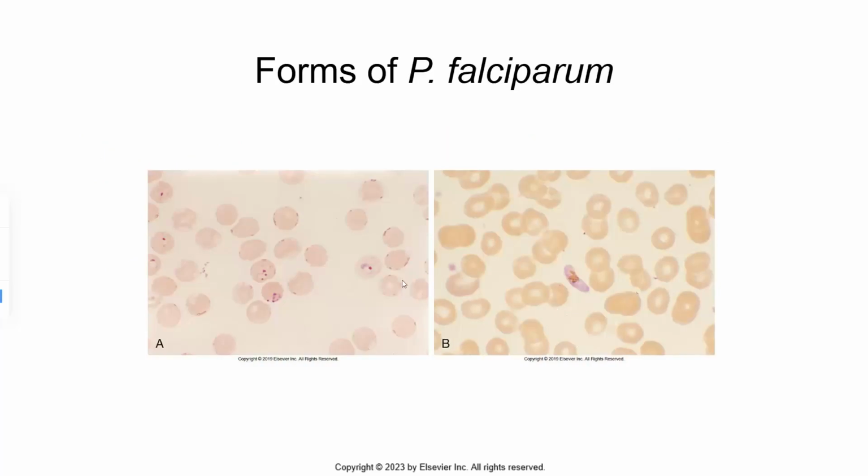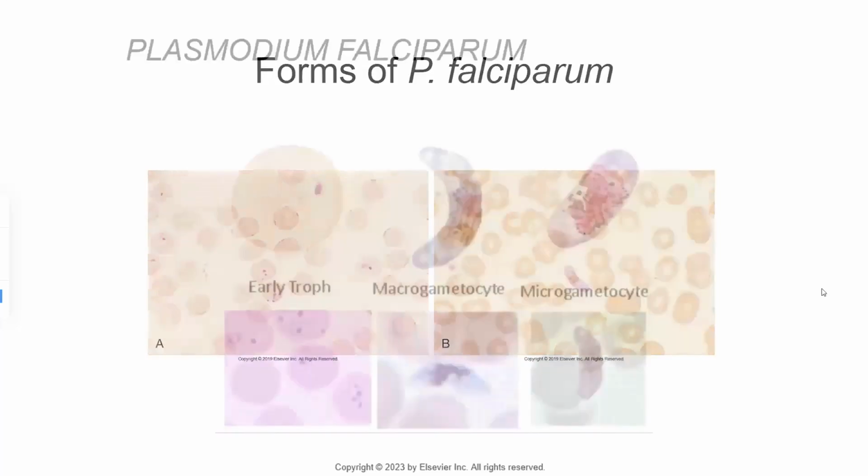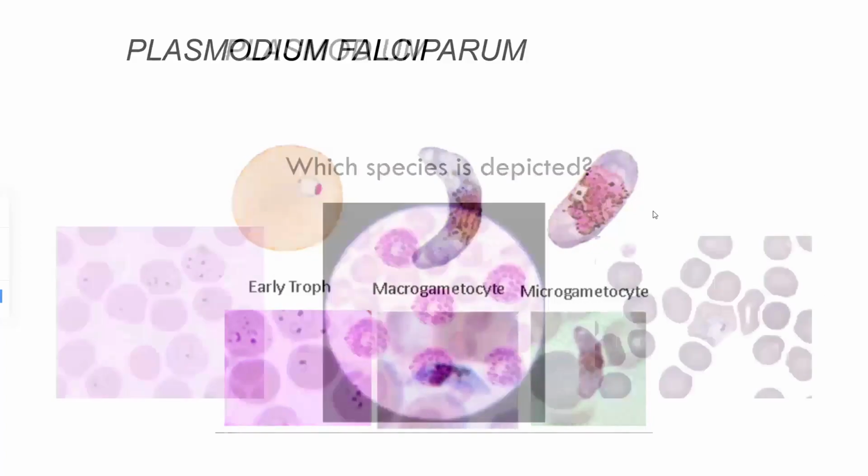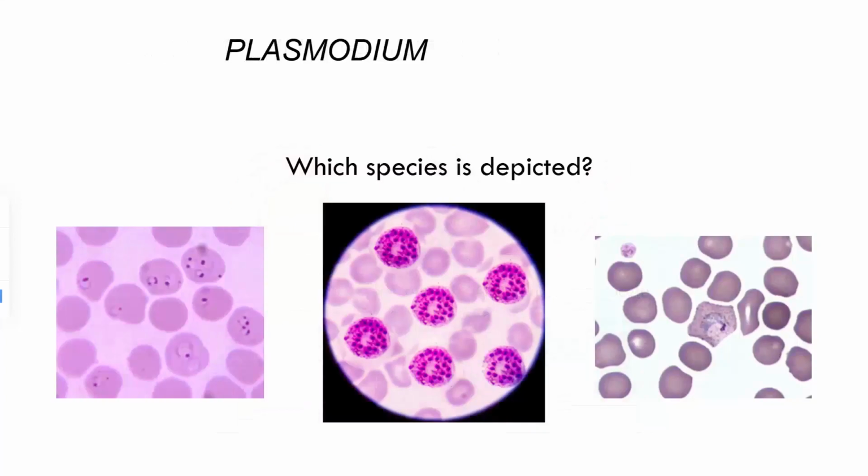So here you can see the ring form. Here you can see multiple ring forms. That's common for falciparum. And then here's that banana-shaped gametocyte. And here are the different forms. And then this is kind of like a quiz, which species is depicted. So you can go ahead and try to figure that out.